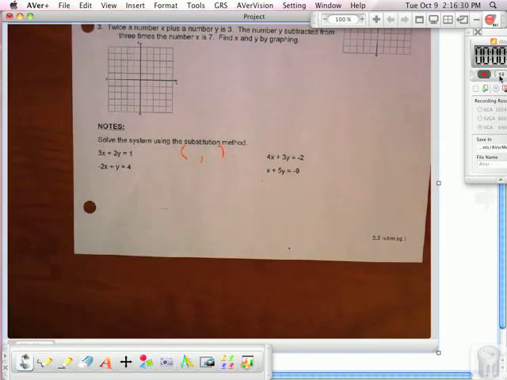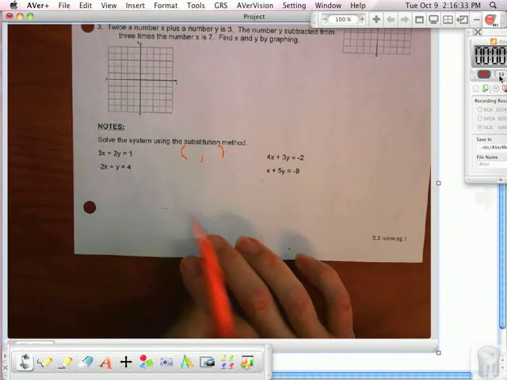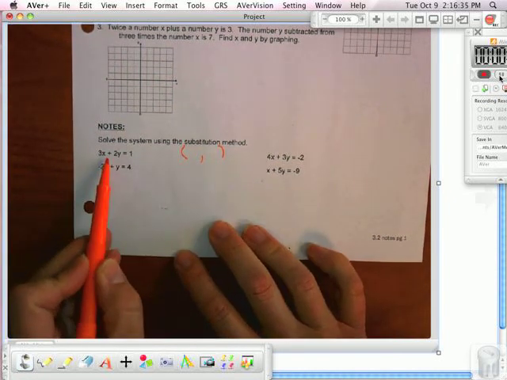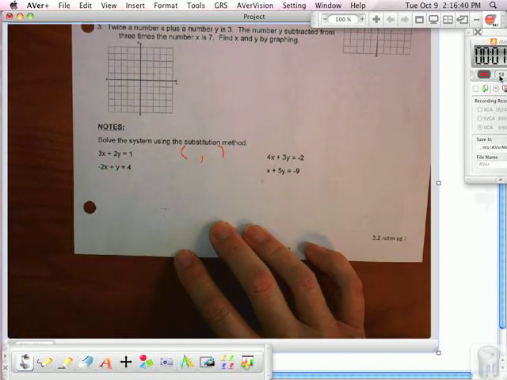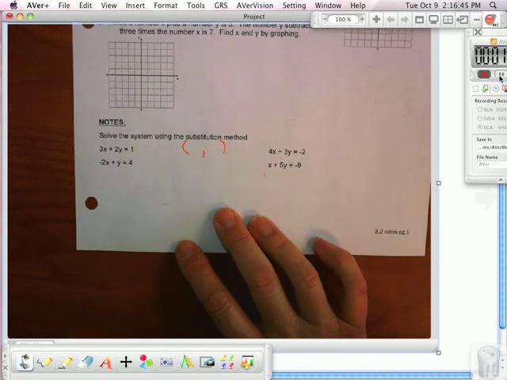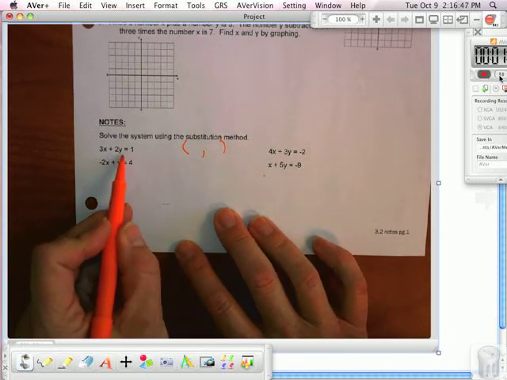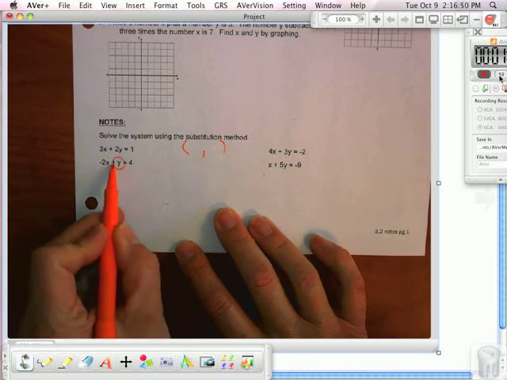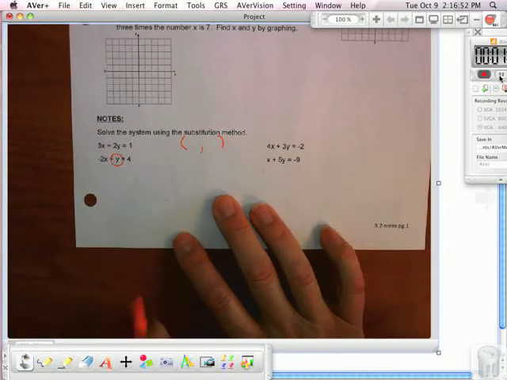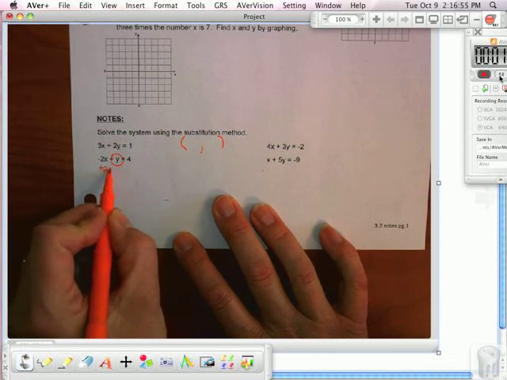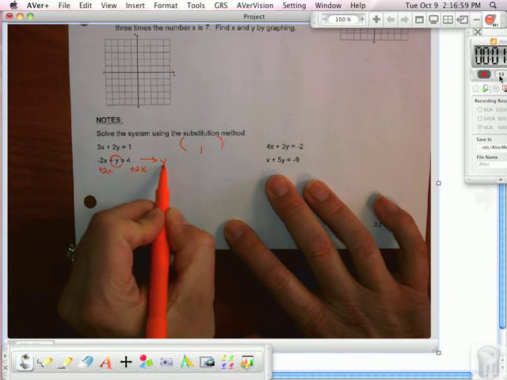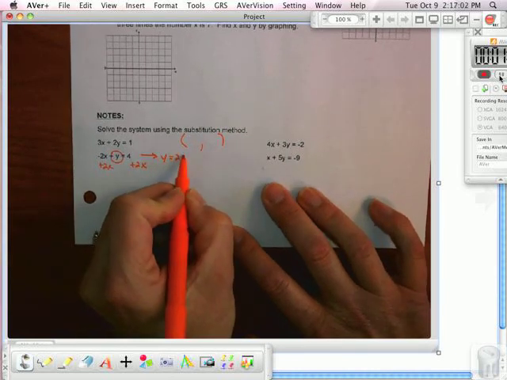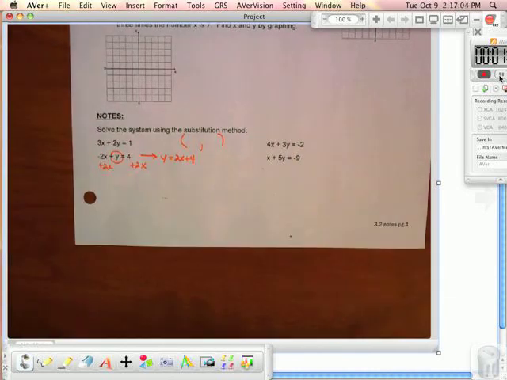So when you do substitution, you want to look at your two equations and say which one would be easiest to solve for one of the variables. Get one of the variables by itself. The top one's kind of a pain because I have to divide. Look at this, y is by itself, isn't it? So I could very easily do this, and then it becomes y equals 2x plus 4. And I'll show you why I'm doing that right now.